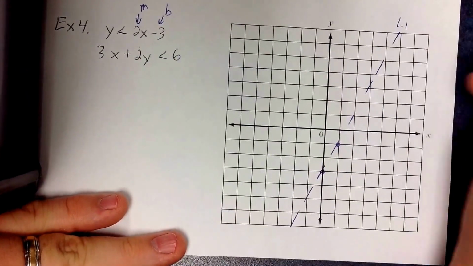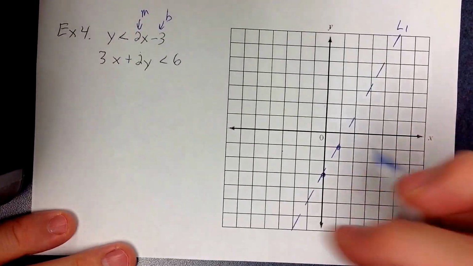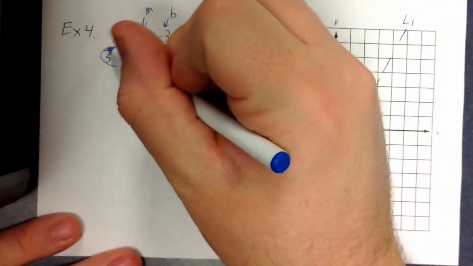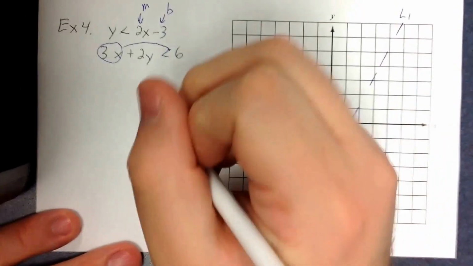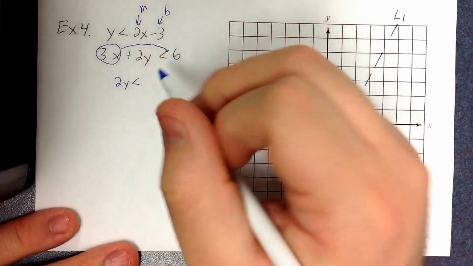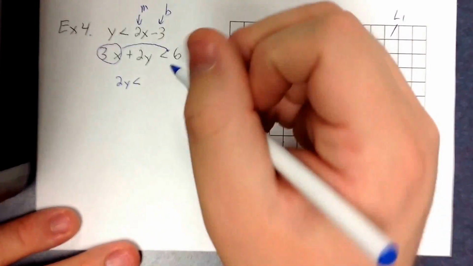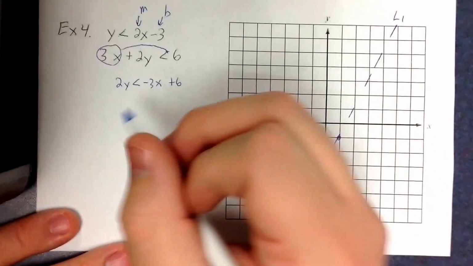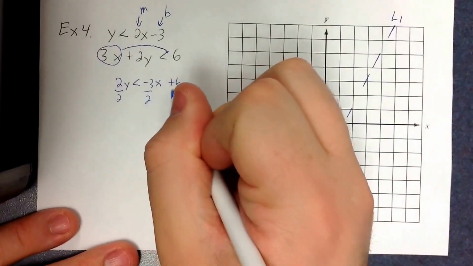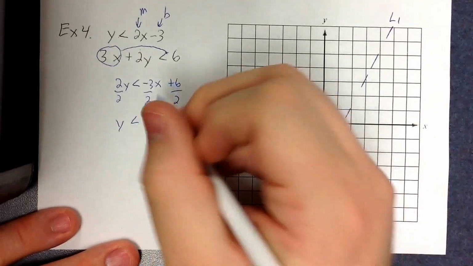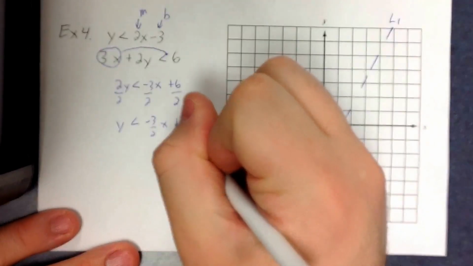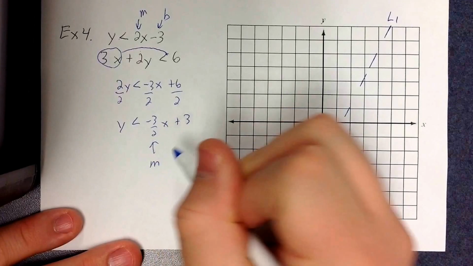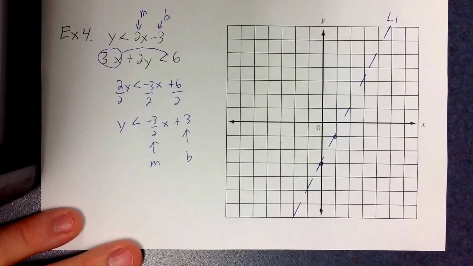So that's line 1. Now line 2 is in standard form because the x and the y are on the same side, so I want to put it in slope-intercept form. This x term, I need to move to the other side. So that gives me 2y is less than negative 3x plus 6. When I change sides, I've got to change the sign. Then I divide everything by 2. So I get y is less than negative 3 over 2 x plus 3, since 6 divided by 2 is 3. Now that it's in slope-intercept form, negative 3 over 2 is my m, positive 3 is my b.